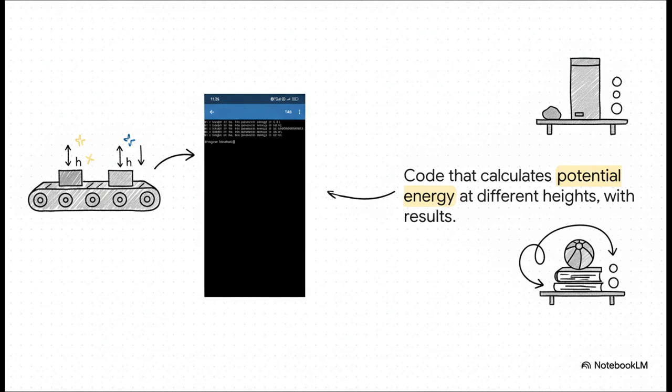Here, we want to figure out the potential energy of an object at a bunch of different heights. Now, we could write out that mass times g times h formula 5 separate times, but why would we? That's just asking for a typo. Instead, we just toss the heights into a list and let a for loop do all the heavy lifting. For every single height, the loop does the math and prints the result. It's efficient, it's clean, and it's way less error-prone.